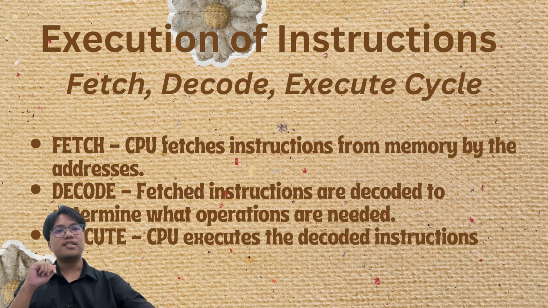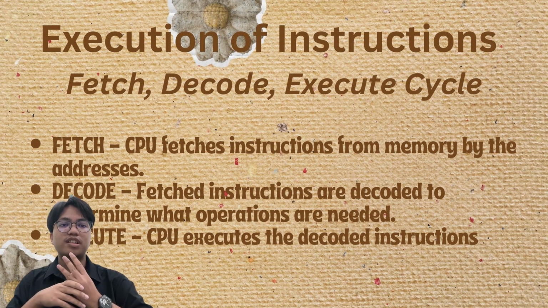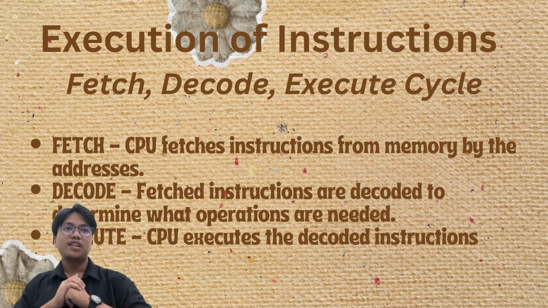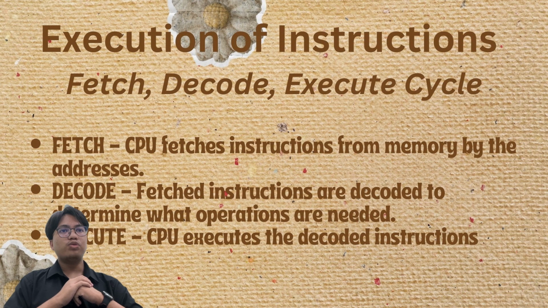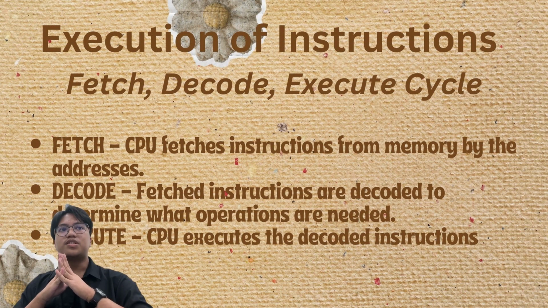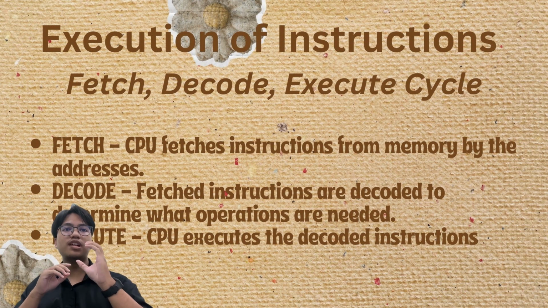Alright, so next, how do instructions get executed? So there's this cycle that consists of 3 operations, which are fetch, decode, and execute. Alright, so these 3 operations are used to execute our instructions. Okay, so fetch. The computer CPU will fetch instructions from the memory using the addresses. Alright, so I already talked about the instructions stored inside the memory being given an address, right? So the CPU will fetch those instructions using the addresses.